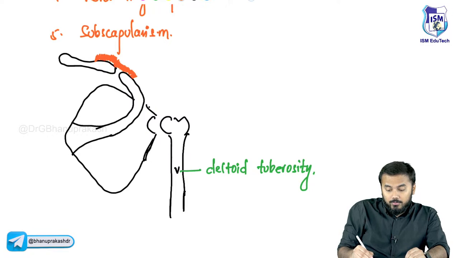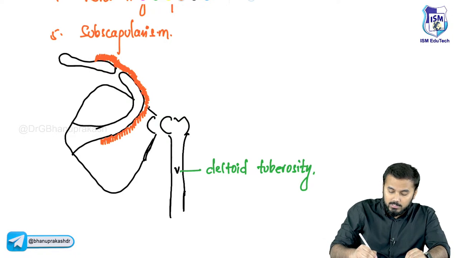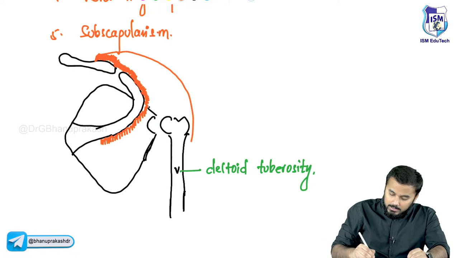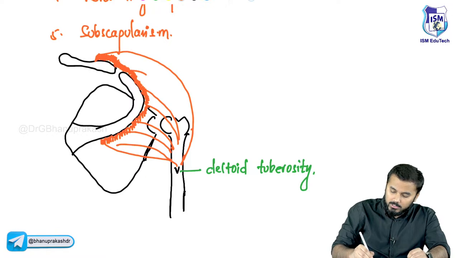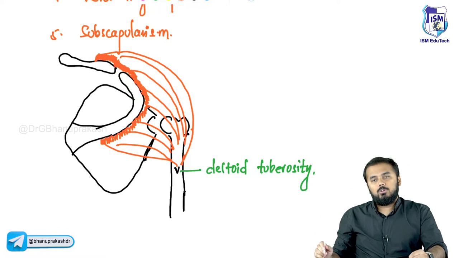It is also coming from what is this? Spine of the scapula, right? This is your spine of the scapula, acromion process. Spine of the scapula, acromion process. And all the way this muscle is coming down and attaching to your what? Deltoid tuberosity. So this muscle which you can see here is called your deltoid muscle.